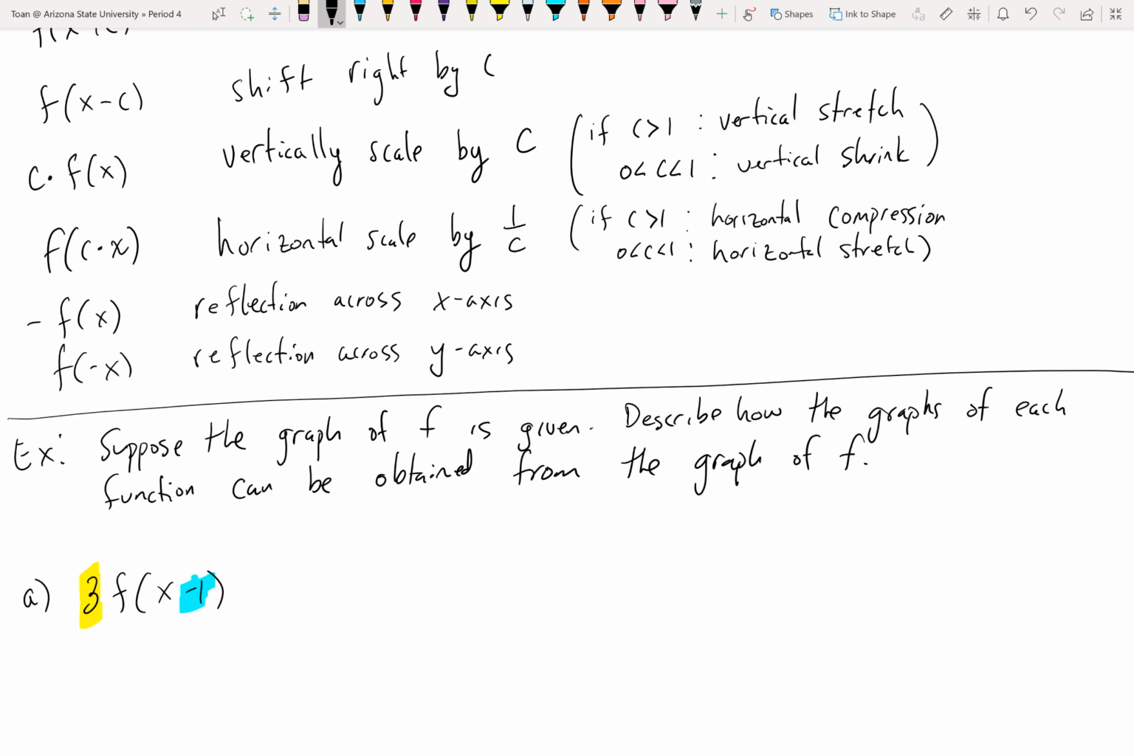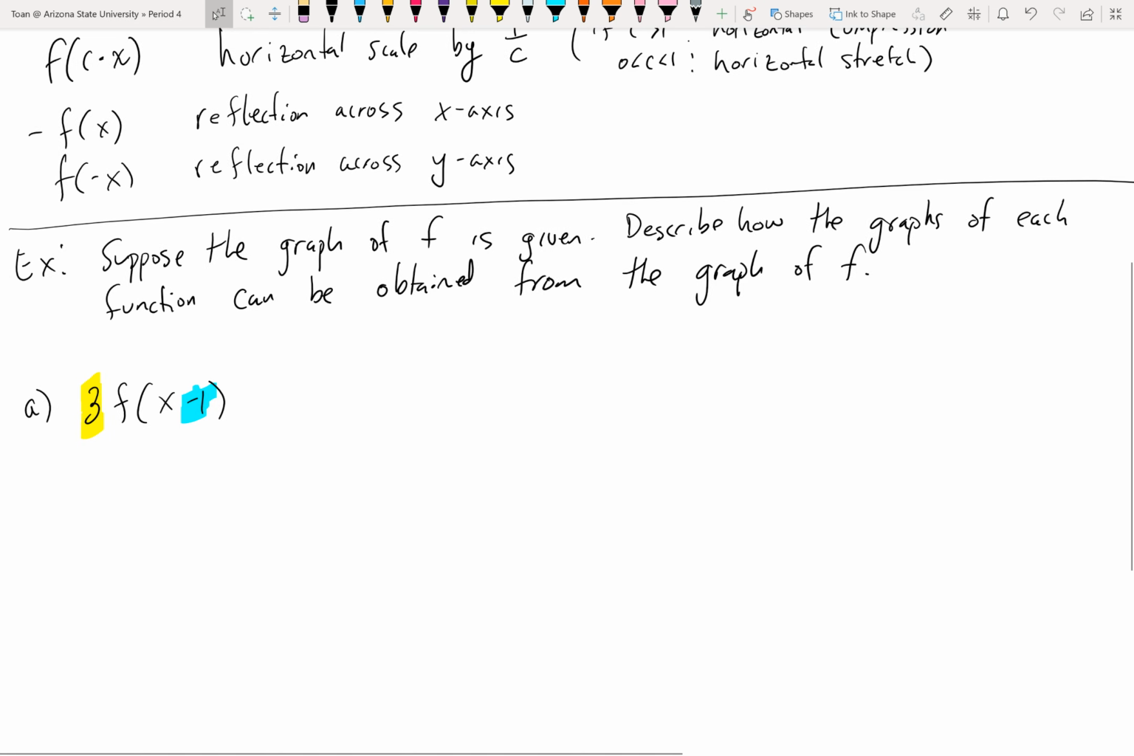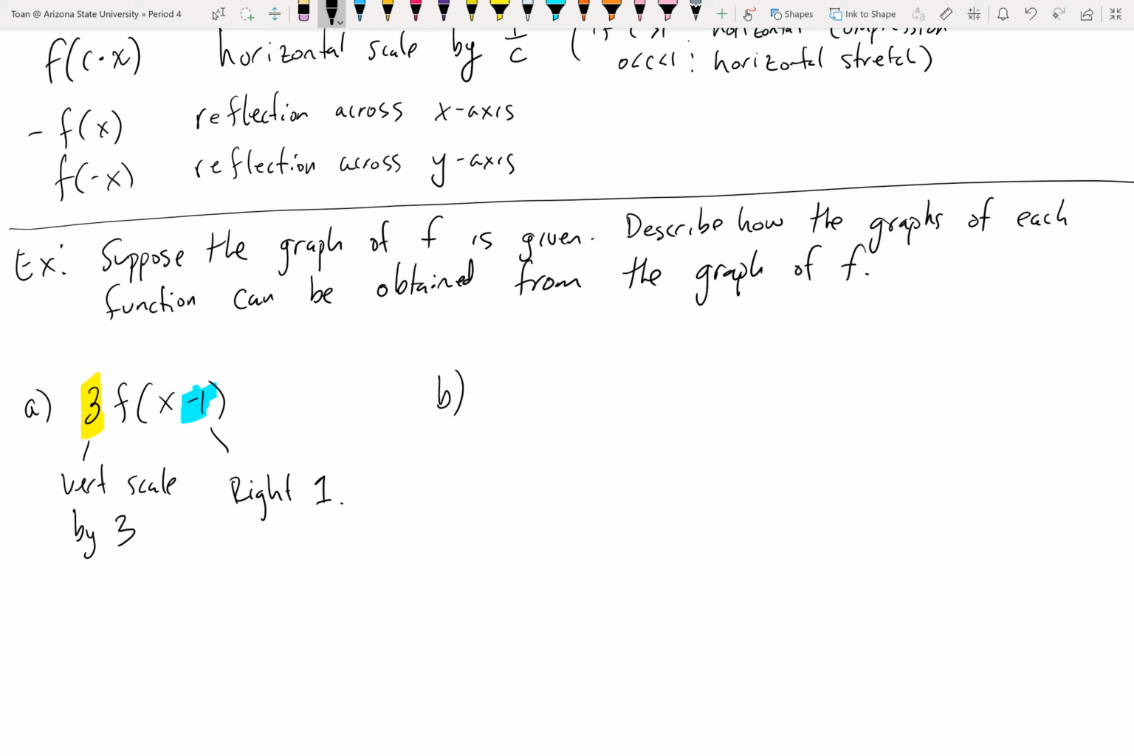Being the good math student that I know this entire list, and I just so happen to know, there's no secret. You just answer it. You have a vertical scale by 3, and you have a right 1. That's the answer. If I solve 3f of x minus 1, I know there's going to be vertical scale by 3 and right 1. Boom, done, answer. Right. No calculations involved. You just have to be able to read it. Right. Doesn't matter how simple. Letter A was pretty simple. Or complicated it may look.